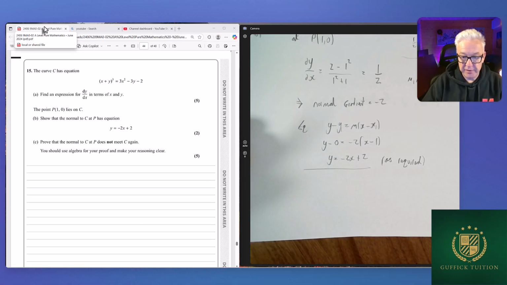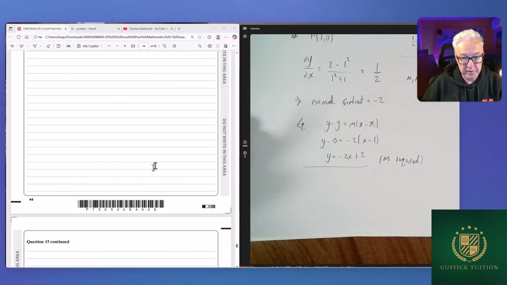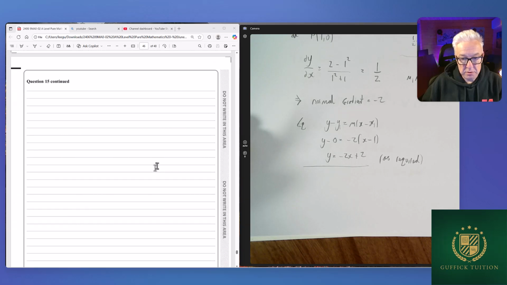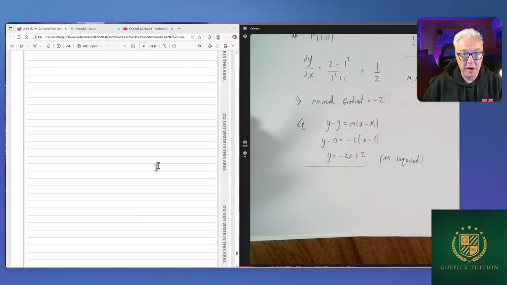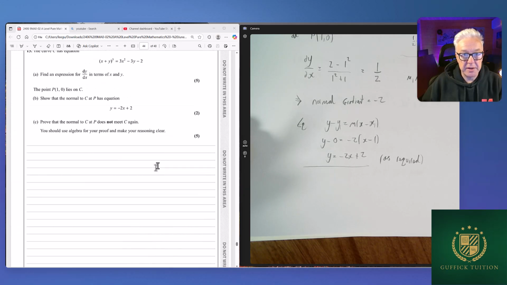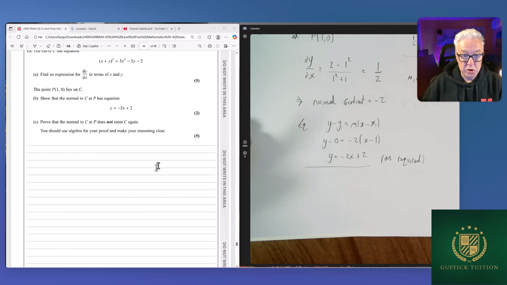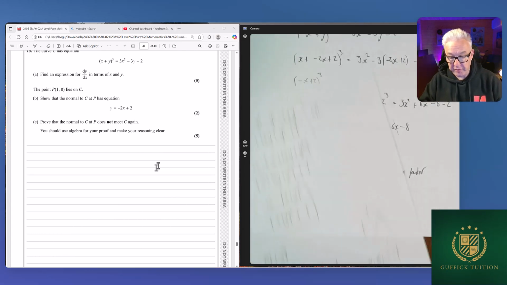Now, part C, the very last part of the paper, I believe. Let's have a look. My goodness, they're giving us a lot of pages for working there. But yes, the very last part, the very last question. So we can expect this to be tricky. It says prove that the normal does not intersect, does not meet C again. You should use algebra for your proof and make your reasoning clear, and it's worth 5 marks.